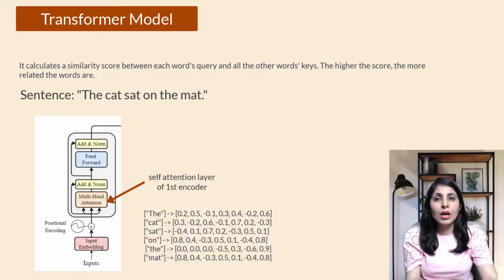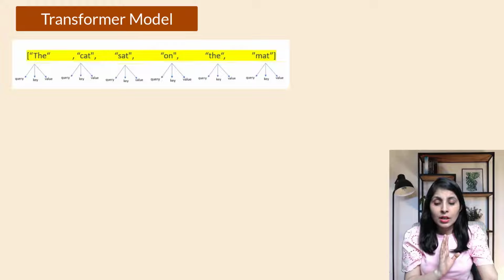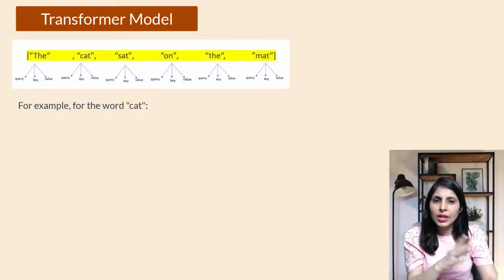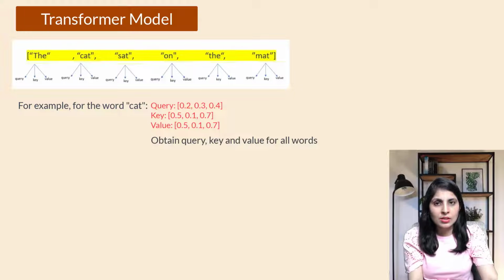Now each word will have a query, key and value. I have told you that self-attention will give you these 3 things for every word. We are working on one word, so let's talk about the word "cat" first. We are not going for the entire sentence, I'm just showing you how it works with a single word. For the word cat, the query, key and value is this. Similarly, we obtain query, key and value vectors for each word in the sentence.